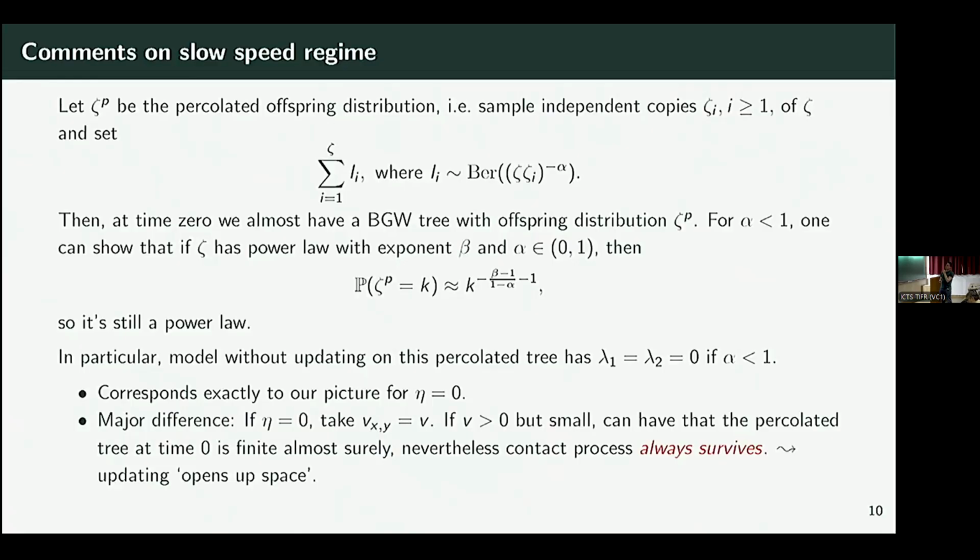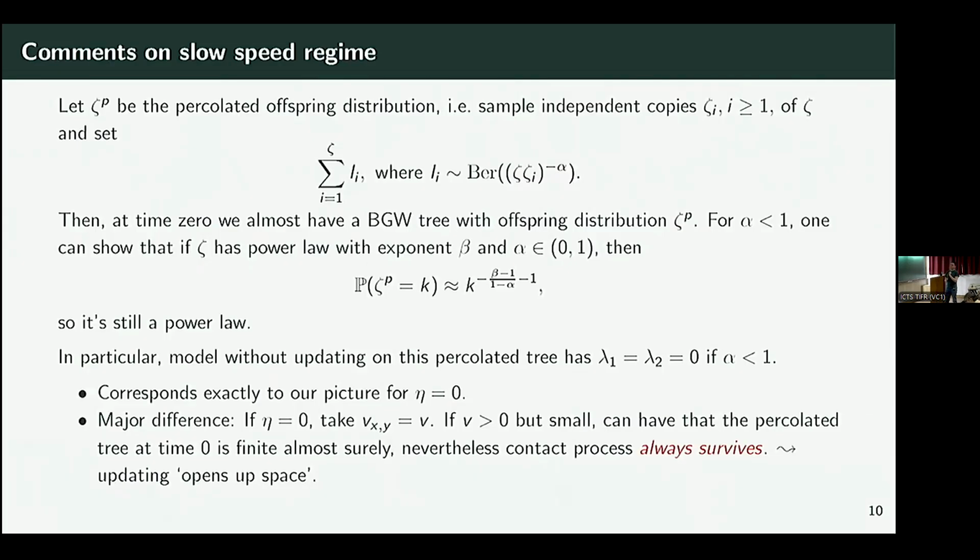Have I changed between etas? No, that's okay. So there's one small difference here. If you take just a constant speed v, then you can still have that the percolated tree at time 0 is almost surely finite, but because you're allowed to update edges, you can still survive. So the updating helps the infection in this case by opening up space.